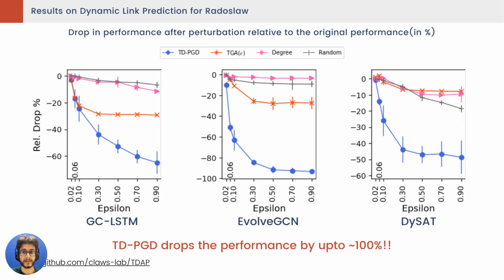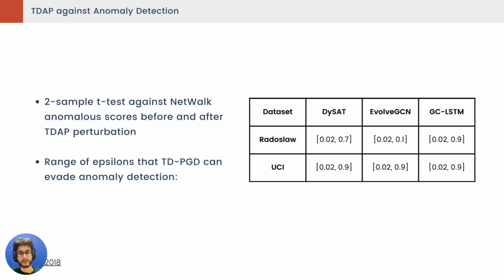Results show that PGD-based attacks can give a significant drop in the performance of the state-of-the-art models while preserving evolution. We also show that attacks can evade detection by popular anomaly detectors, in particular NetWalk, in various settings.